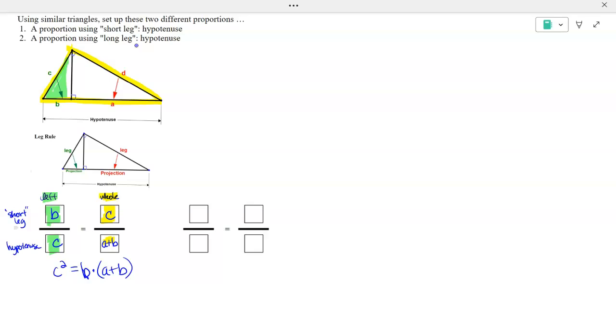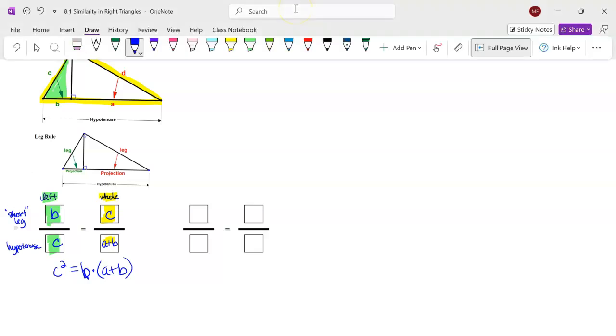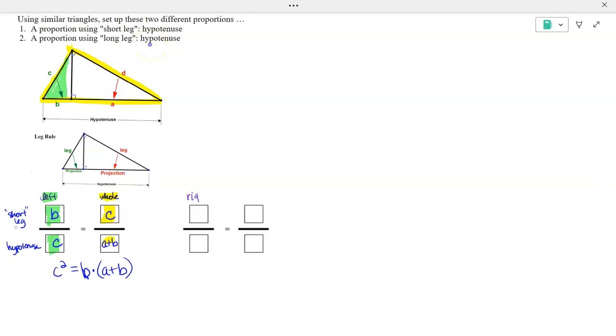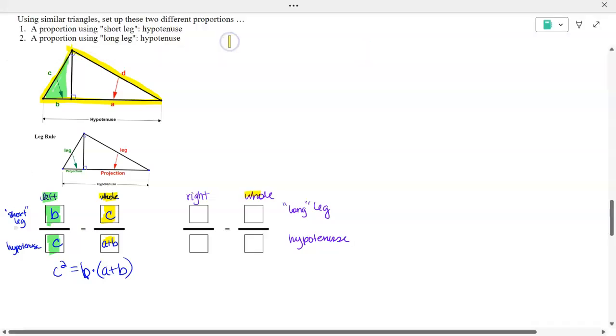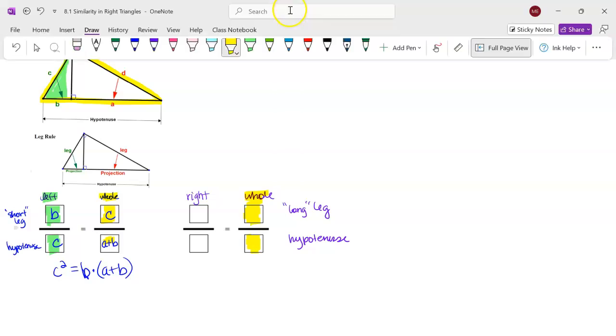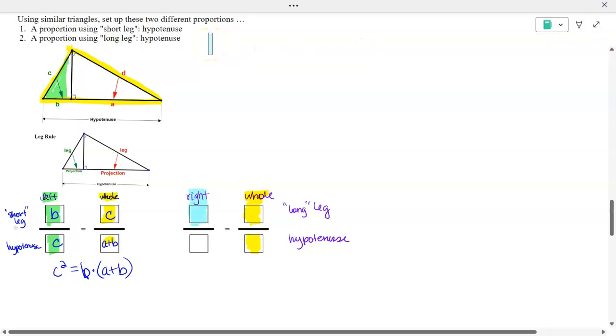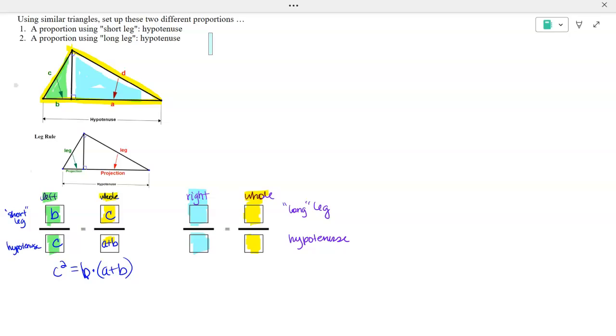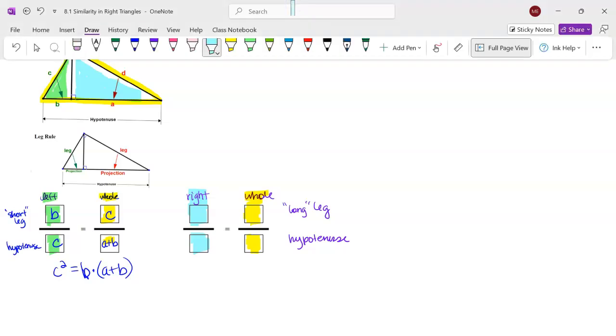Now, before we generalize this, I want to look at the other situation. So in the other situation, what we're going to do is look and compare the right side triangle and compare it to the whole triangle. And in this case, we're going to compare the long leg to the hypotenuse. And we know that our overall triangle is yellow, so we'll keep that consistent. And then I'm just going to color the right side triangle in blue. So I'll color this in blue right here so you can see where I'm pointing.